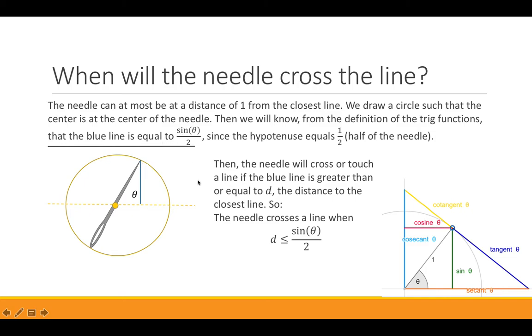Then the needle will cross or touch a line if the blue line is greater than or equal, respectively, to D, the distance to the closest line. So the needle crosses the line when D is less than sine of theta over 2. So we want D, the distance to the closest line, to be less than the blue line, so that the needle will cross or touch a line.